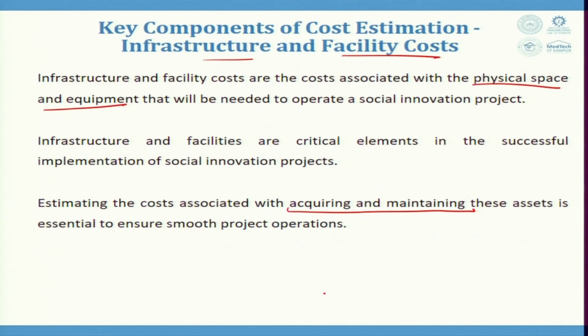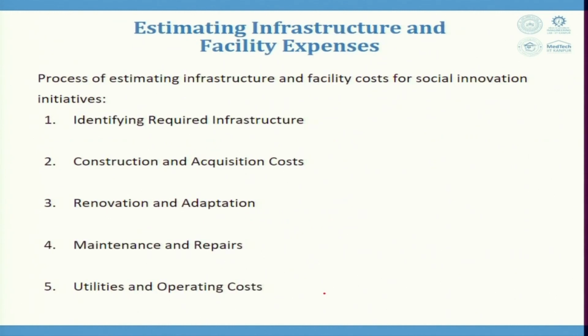In this, certain factors that play a role are, first, identifying required infrastructure, that is, we need to determine the necessary structures, the equipment, the technology which is required to develop the product or the innovation that we have. Then construction and acquisition costs, that is, estimate the expenses for building or acquiring infrastructure. Acquisition cost or the construction cost is a major cost for the infrastructure.